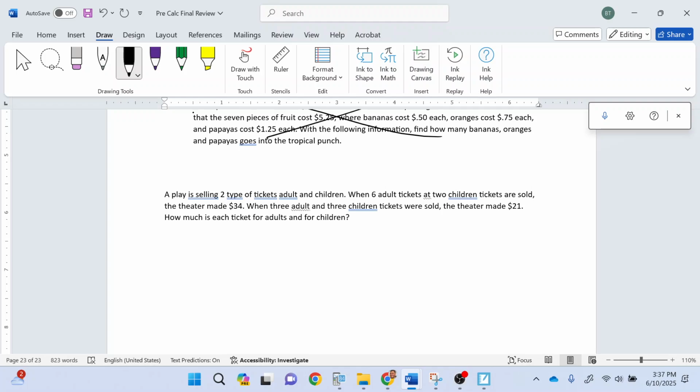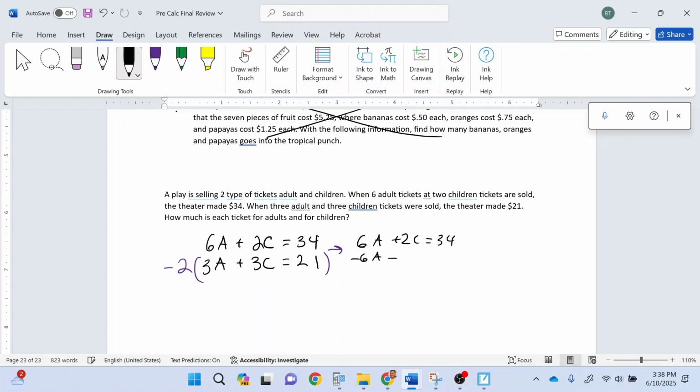So in this case, I'm going to make two formulas. When 6 adults plus 2 children, that made $34. And when I sell 3 adults plus 3 children, that makes $21. So what I'm going to do is change that and solve this out. Easiest thing I could do is multiply the bottom by negative 2, so then I could cancel things out. So 6a plus 2c equals 34. And then negative 6a minus 6c equals negative, not 21, but 42.